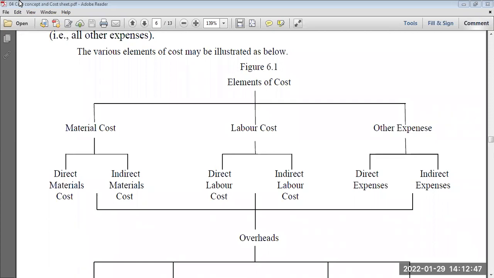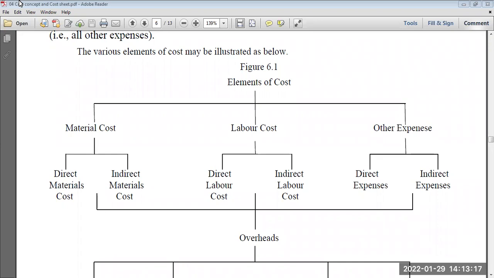So I hope you are understanding. Next, expenses cost. Any expenses that can be directly attributed to the production is called direct expense. Any expense which cannot be directly attributed to the production of a unit is called indirect expense. Okay, rent payable for the building where your manufacturing is going on is an indirect expense.